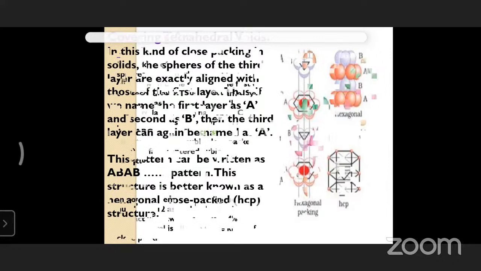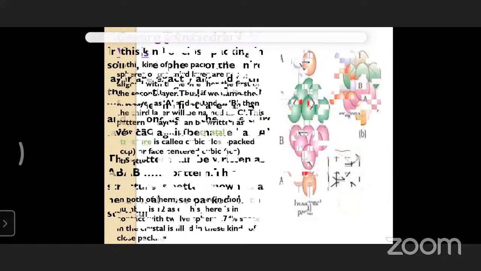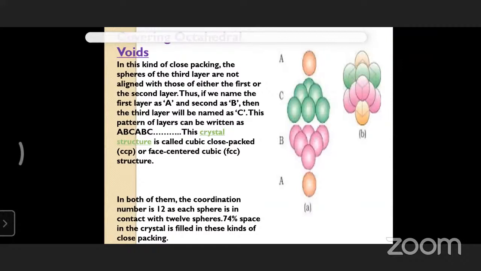Now we can discuss the covering of octahedral voids. So what are octahedral voids? Already we have discussed that the void which is coordinated with 6 spheres can be called an octahedral void. Then how can the void be covered? We will see that.